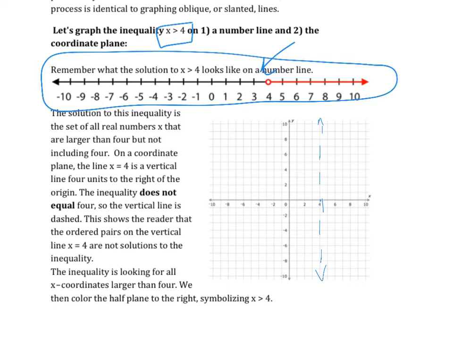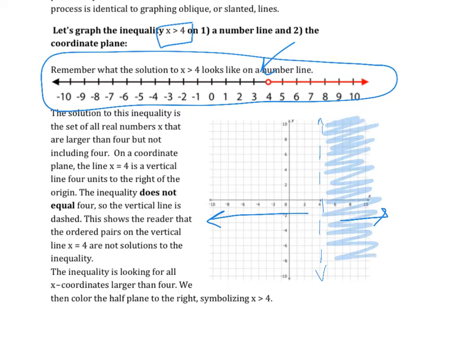In class, I had mentioned that vertical lines are the only ones that don't have a top and a bottom part of the graph. They have a left and a right side. As you look on the left side, those numbers are getting smaller, and on the right side, those numbers are getting bigger. So we want to use that to help us see where we're going to shade. Since x is greater than 4, we're going to shade everything on this right side.